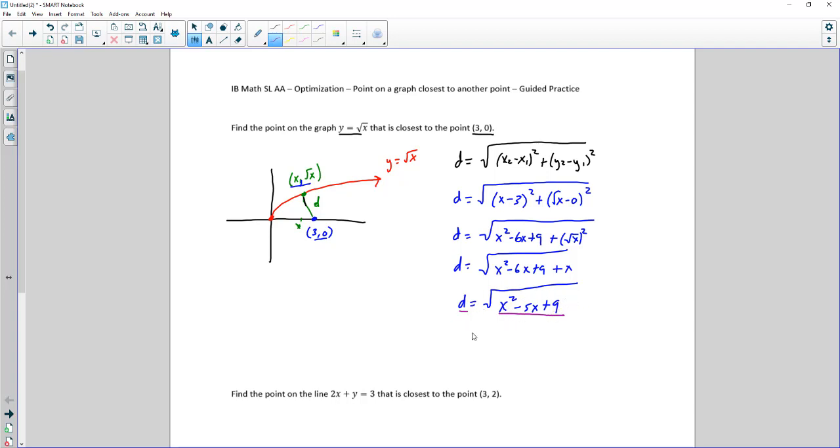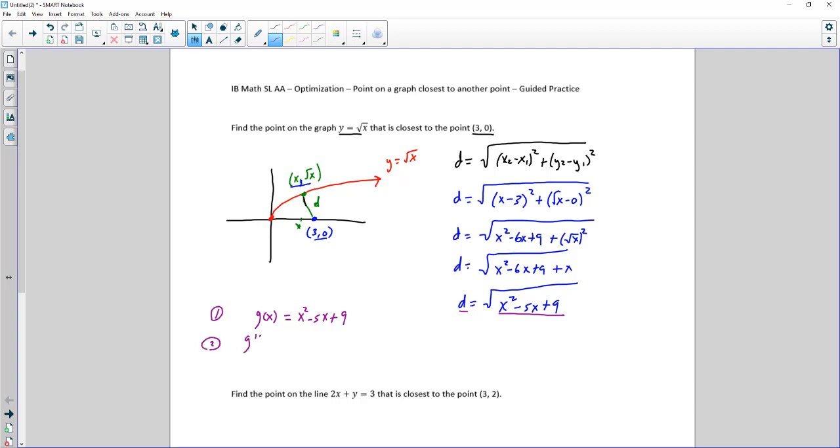So I'm going to make a function here called g of x, and this will equal what's inside of this square root, which is x squared minus 5x plus 9. If you remember the optimization steps I've shown you, first we need to create an equation, so that's step 1. So we found it. Step 2 is, of course, to take a derivative and set it equal to 0.